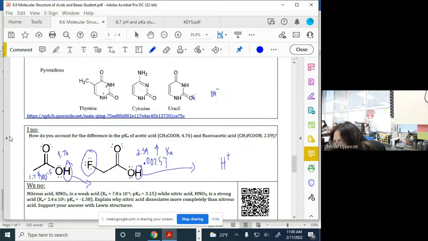This is the difference. What do you know about fluorine? Fluorine has a high electronegativity. Exactly. So it's going to pull on this stuff and it's going to kind of concentrate those electrons over here, making it easier to pull this hydrogen off. Does that make sense? Yes.